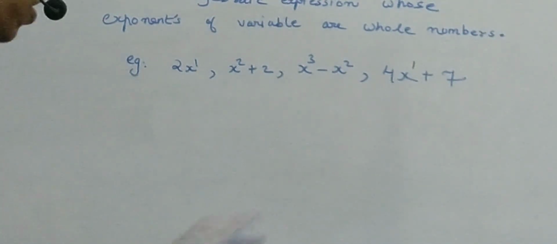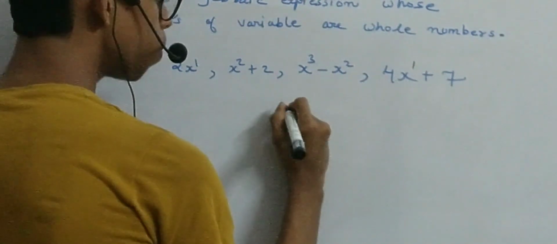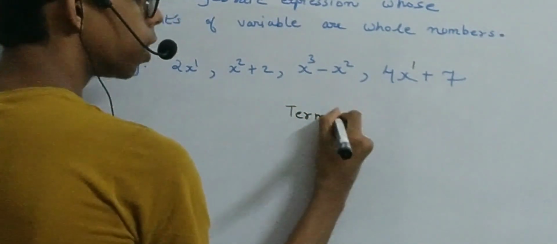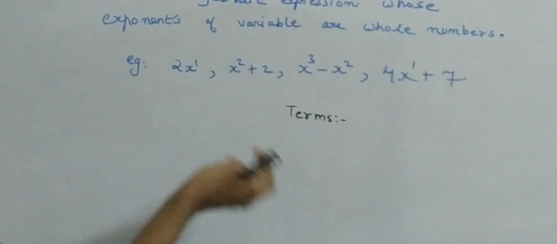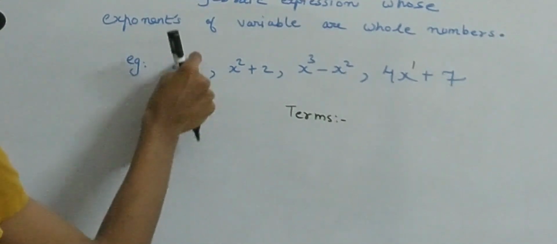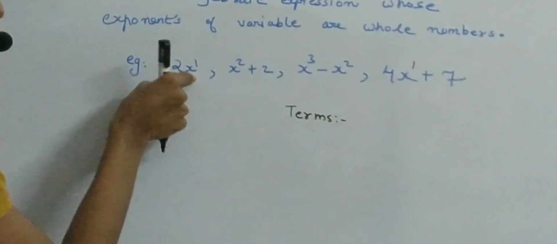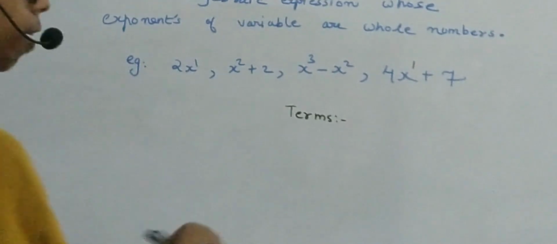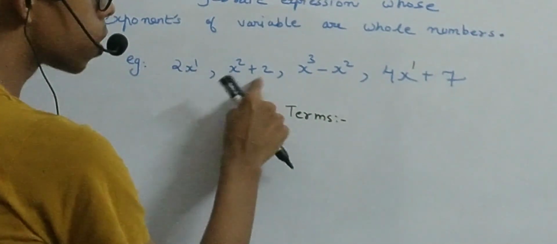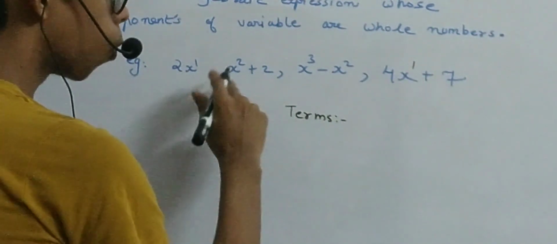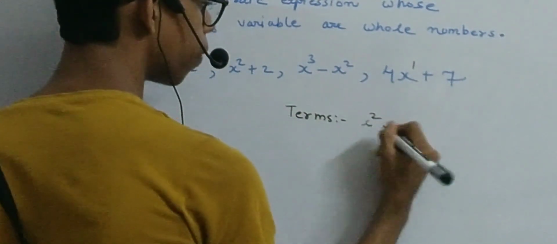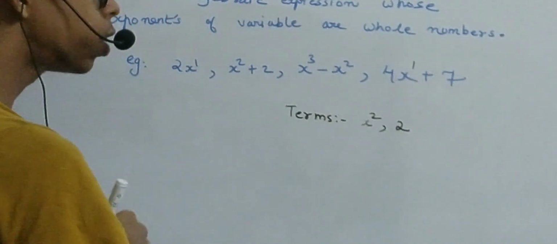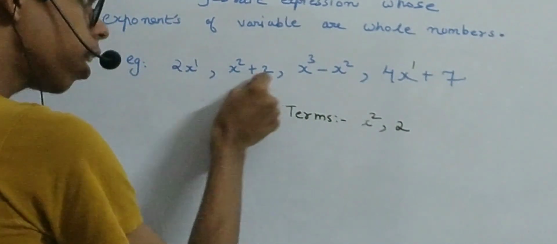So now the next thing we should learn is about terms of a polynomial. What are the terms of a polynomial? If you see these things which I have written over here, this 2x. If I ask you what the term of this polynomial is, I can write there is only one term in this polynomial, that is 2x. Now if I take one more example, x square plus 2. If I ask you what the terms of this polynomial are, they will be x square and 2. There are two terms in this polynomial, that is x square and 2.